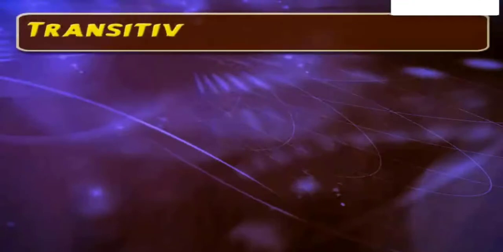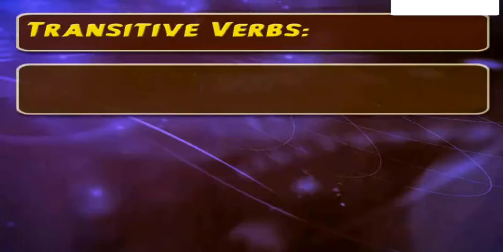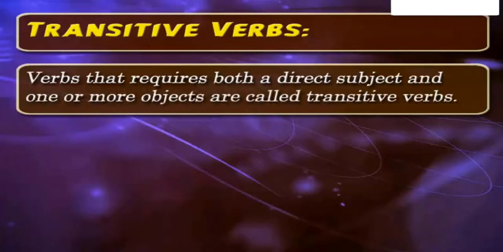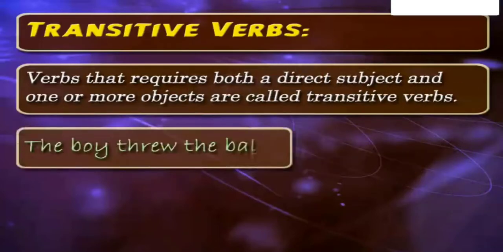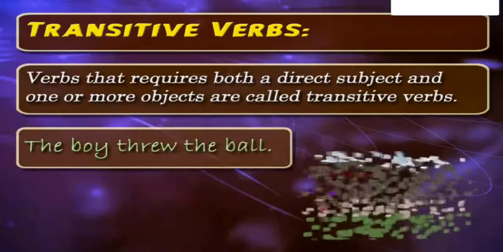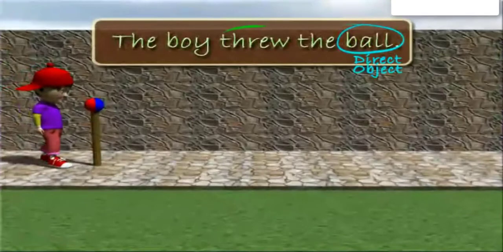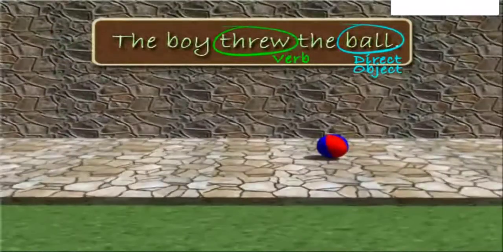Next type of verbs are transitive verbs. By definition, verbs that require both a direct subject and one or more objects are called transitive verbs. The boy threw the ball. Here, ball is the direct object of the verb threw, and the verb threw requires a direct subject, boy.